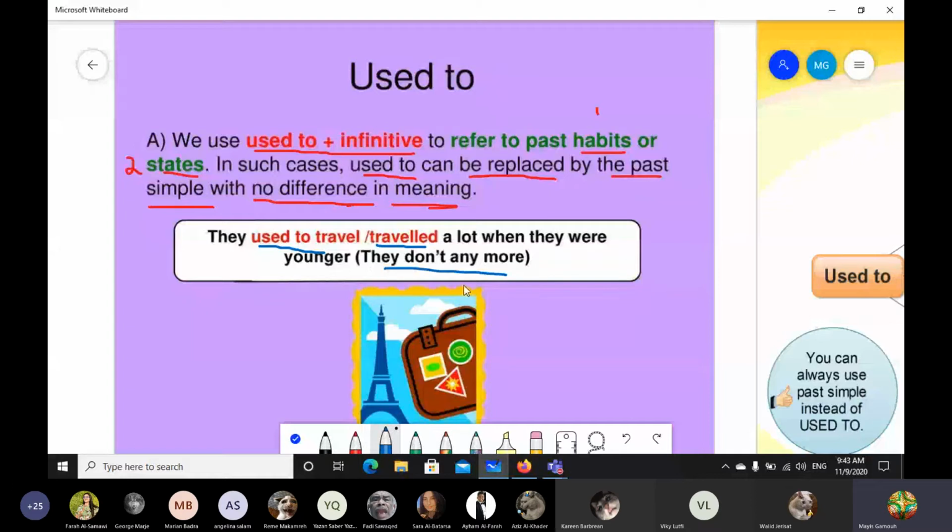حكينا إنه بنقدر إحنا نستبدل to replace the used to with the past tense of the verb. معناته عندي بيكون هنا they used to travel أو they traveled a lot when they were younger, in the past when they were younger.